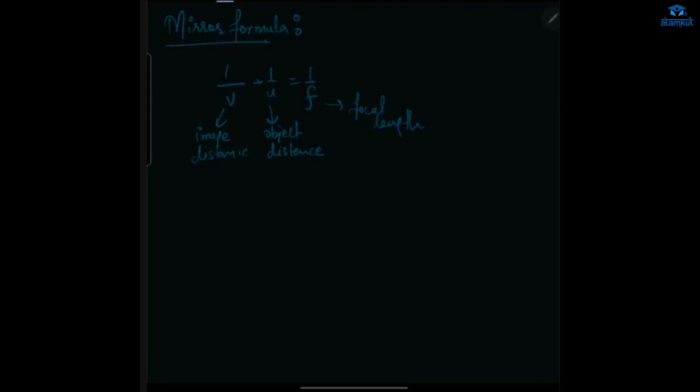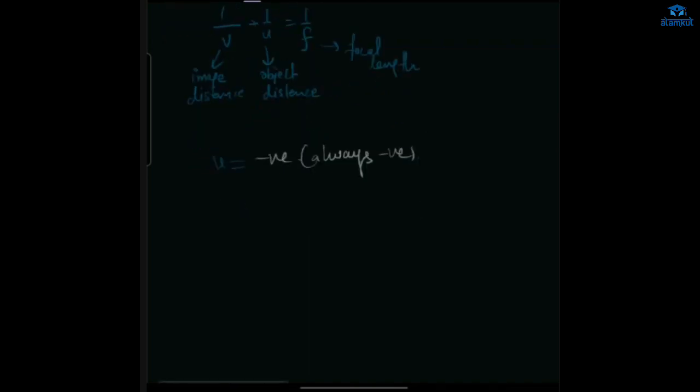Okay, focal length. If u is given in the question, then you always have to take a negative value of u. Always negative, even if it is given in the question or not. No matter what, you have to take the object distance as always negative, because we always place the object on the left hand side of the mirror, mirror or lens, whatever.